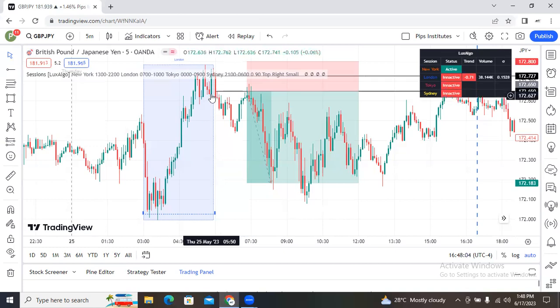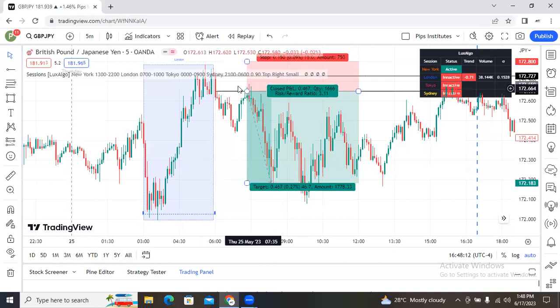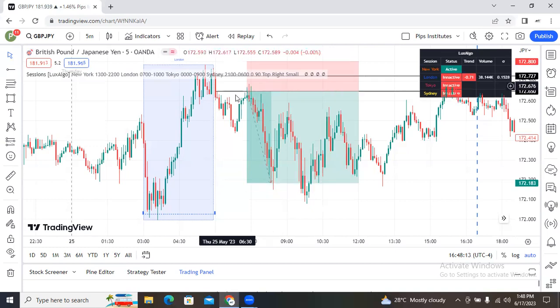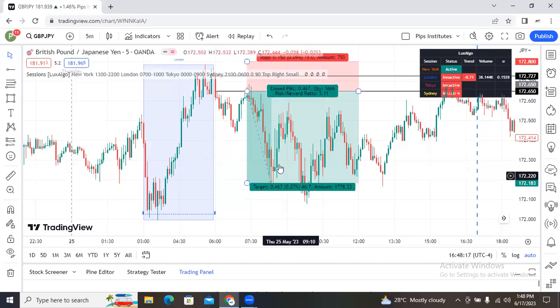So you are looking out for an entry point, and what you're expecting is the market to come back to retest the nearest fair value gap, and this is the nearest fair value gap. So the market comes back, retests the nearest fair value gap, then you see a push down. So that is it, guys.